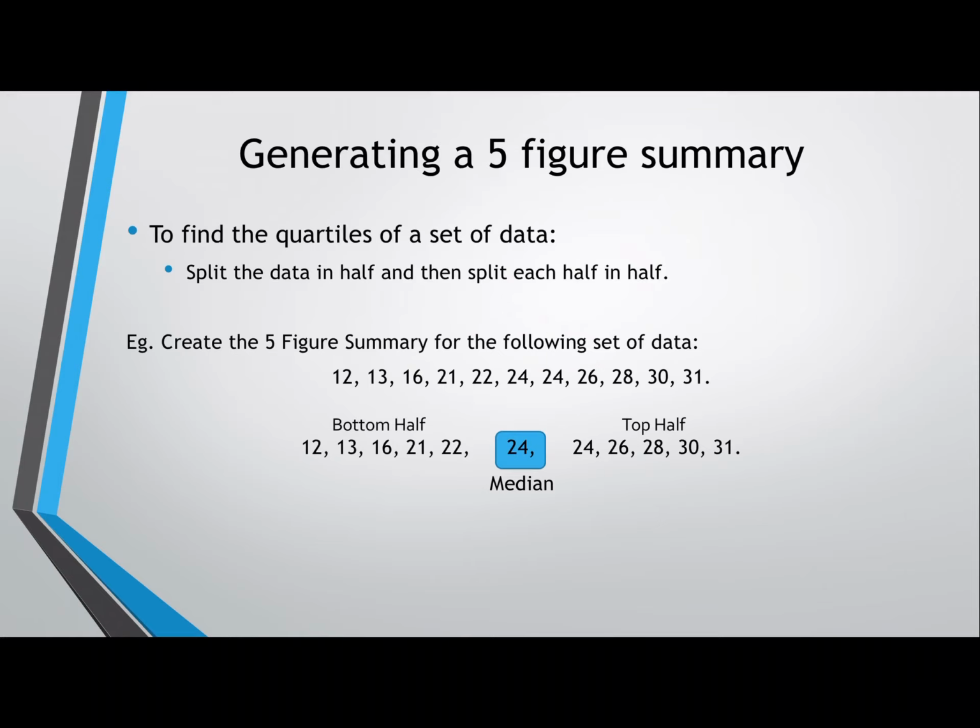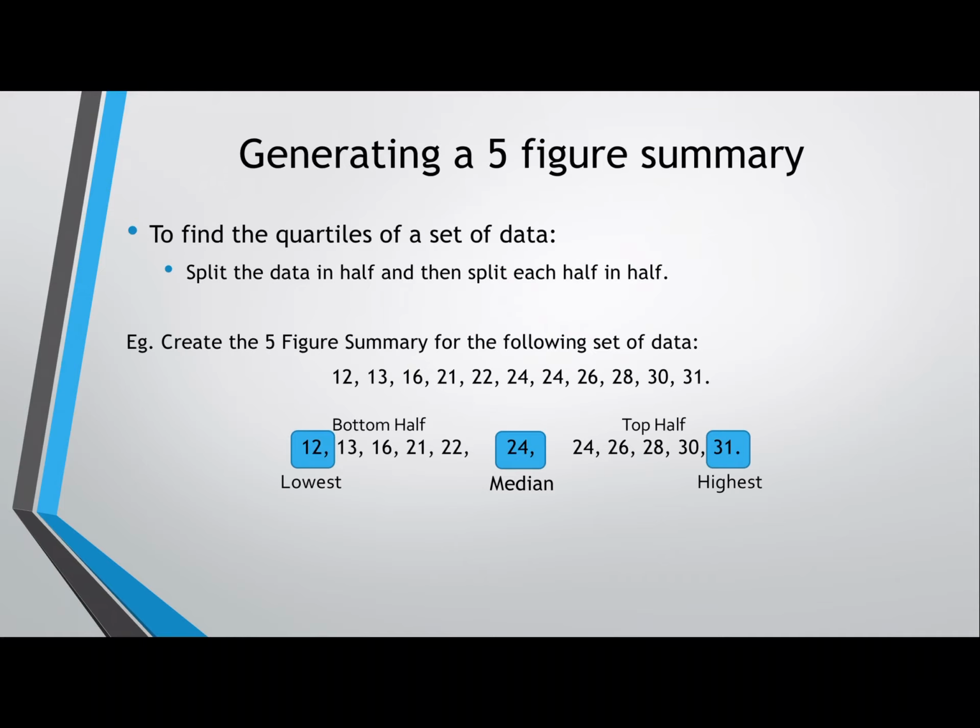So now, once we've split it in half, we need to split the bottom half in half and the top half in half as well. We've got our lowest and our highest numbers, as long as they're in order. So for a 5-figure summary, same as median, everything always needs to be in order, smallest to biggest.